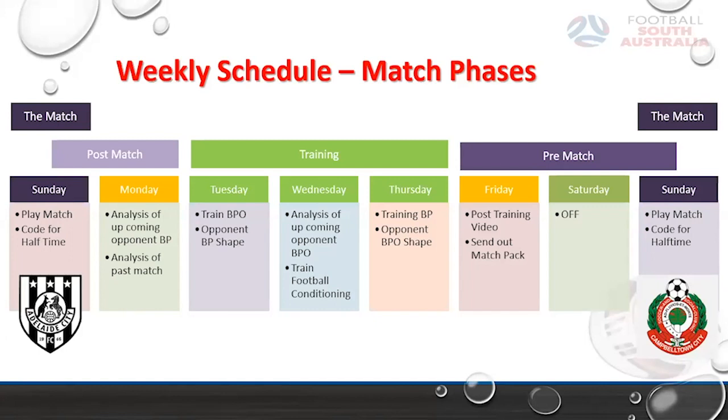That will lead you into Tuesday. So if you're focused on the opponent's ball possession, you're going to try and train BPO. How will you combat the opposition's key principles? And then this is where you can start working with the opponent's shape. You've analysed them on the Monday. You can now bring into action on the training pitch how they play. Wednesday, you can continue the analysis of the opponent BPO. And you can start introducing your training with your football conditioning model.